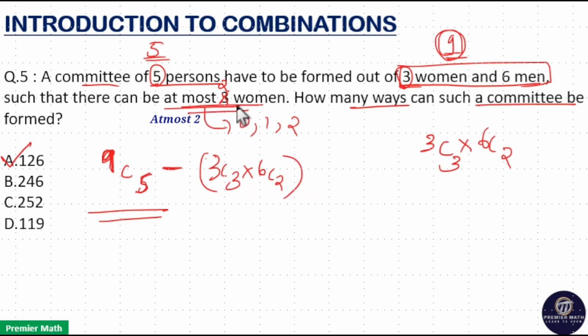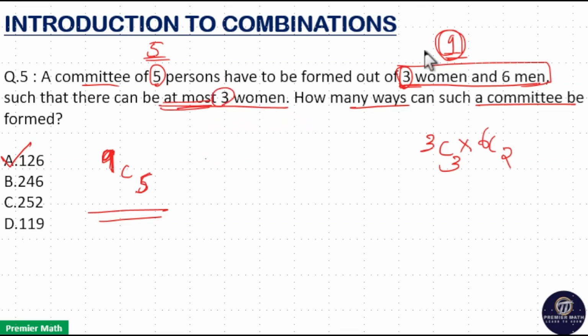If it is about at most 2 women, it can be 0 women, 1 woman, or 2 women in the committee. But no 3 women. So if 3 women are included, from the total possibilities we have to subtract this 3 women possibility. But here we have at most 3 women, which means you don't have to subtract anything because you can choose any of these 3 women. That is, you can choose any of these 9 people. So 9C5 is equal to 126.